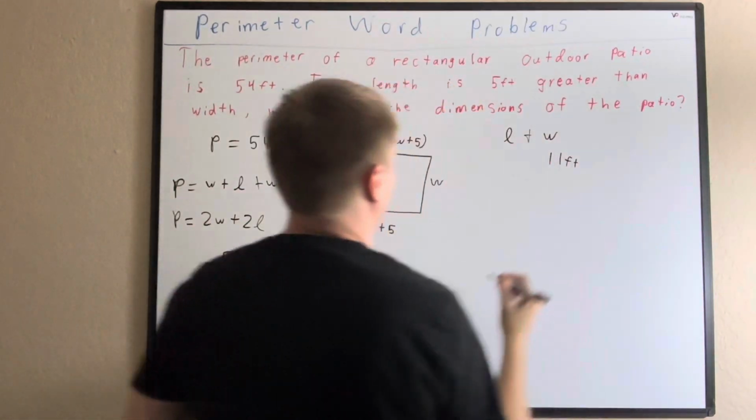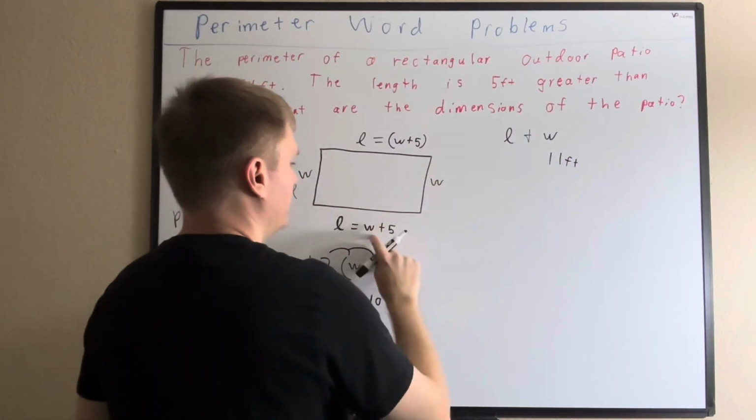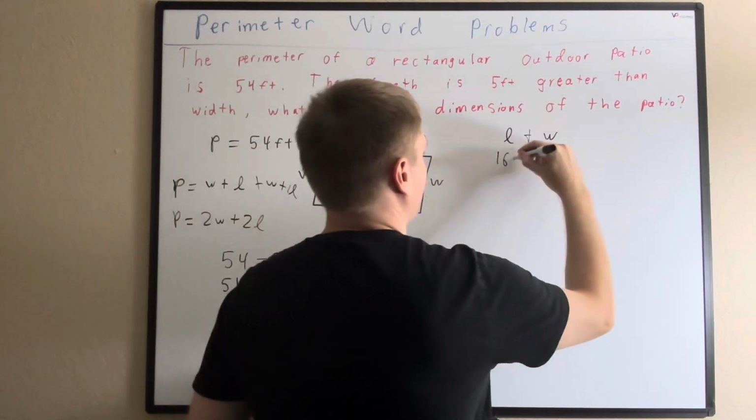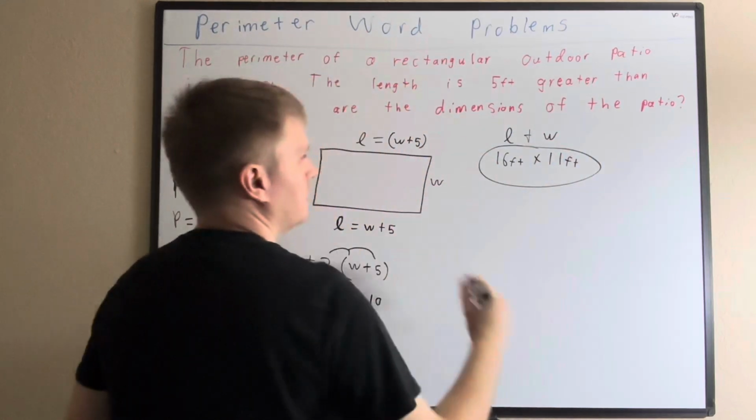Okay, we got part of the answer. Well, the length is 5 feet longer than the width. So what's 11 plus 5? 16. 16 feet by 11 feet. And there's your answer.